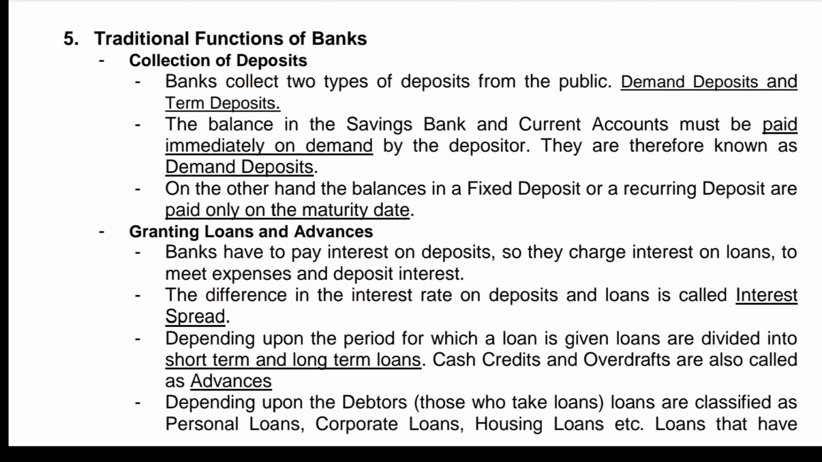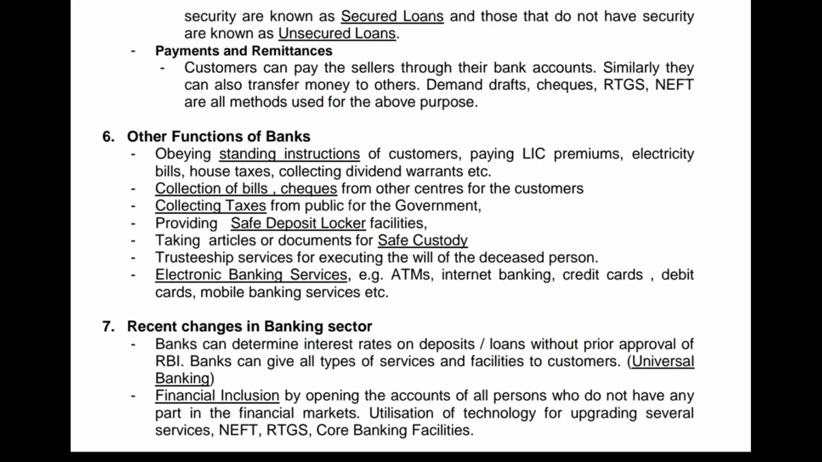Granting loans and advances. Banks have to pay interest on deposits, so they charge interest on loans to meet expenses and deposit interest. The difference in the interest rate on deposits and loans is called interest spread. Depending upon the period for which a loan is given, loans are divided into short-term and long-term loans. Cash credits and overdrafts are also called advances. Depending upon the debtors, those who take loans are classified as personal loans, corporate loans, housing loans, etc. Loans that have security are known as secured loans, and those that do not have security are known as unsecured loans.